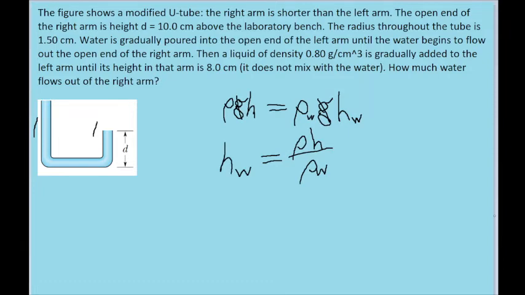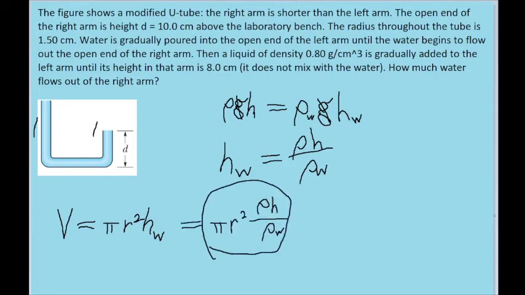Now the problem is asking us for a volume of water that pours out, so we'll also want to come up with a relationship between the volume of the water and the height. We can just use this common geometry equation where the volume of a cylinder is equal to pi times the radius squared times the height, which in this case is going to be h sub w, the height of the water that's being raised. So we can substitute the first equation we solved into h sub w, and now we have this equation here, which will be the final equation we want to use.